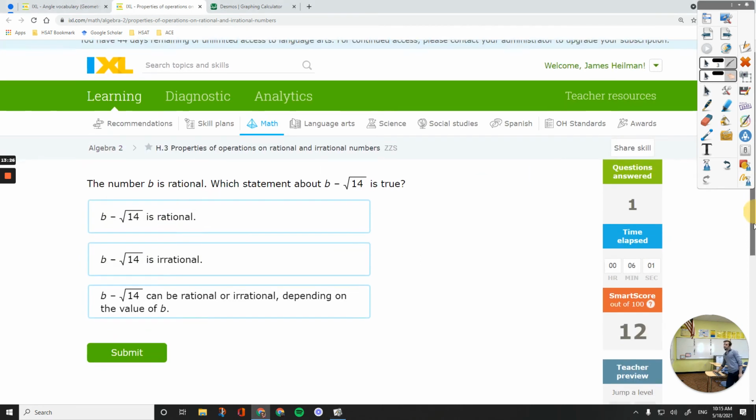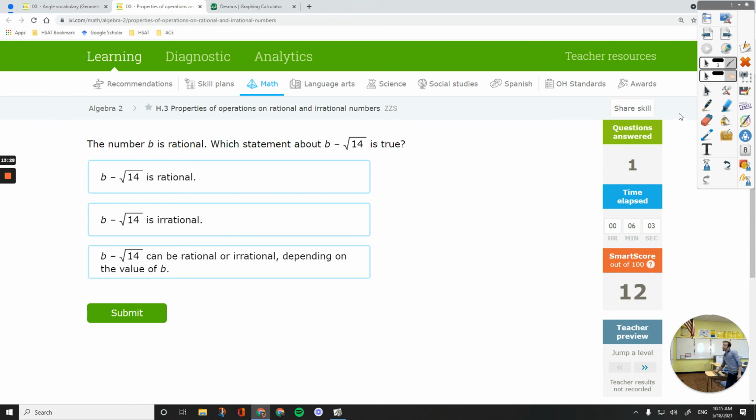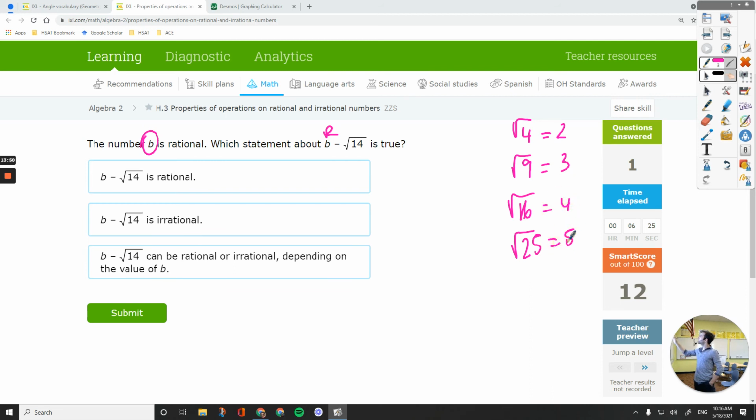So second example. Decide what b minus square root of 14. I know that this is rational. And square root of 14, unless they are perfect squares, like square root of 4, square root of 9, 16, 25, where you can take out as a whole number so that you can write them as a fraction.